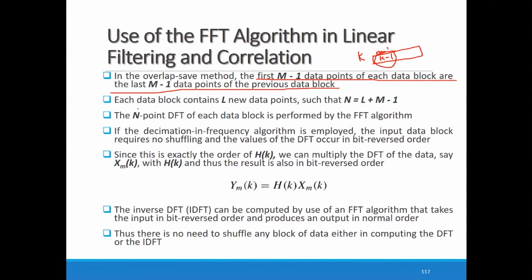Each data block contains L new data points, so that N is equal to L plus M minus 1. The N-point DFT of each data block is performed by the FFT algorithm. If the decimation in frequency algorithm is employed, the input data block requires no shuffling and the values of the DFT occur in bit reverse order.